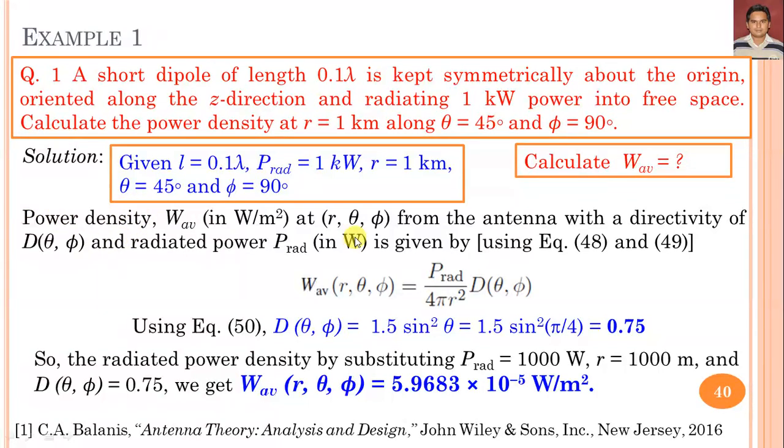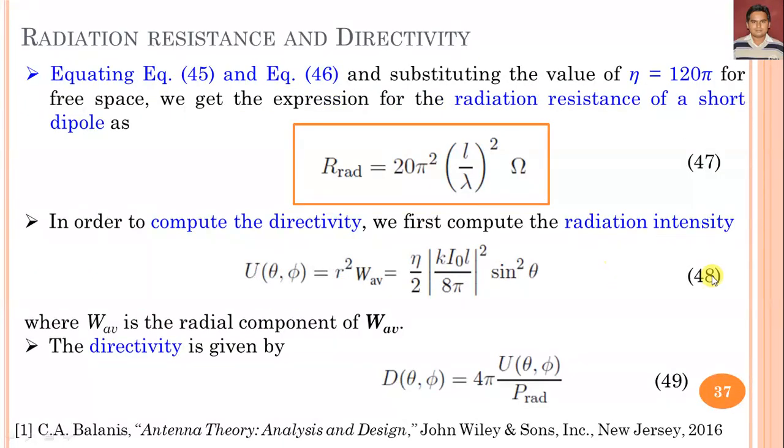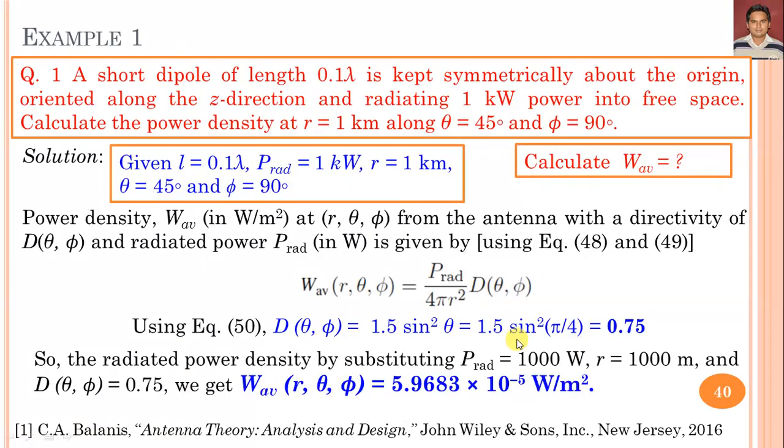So power density can be easily calculated. W average (r, theta, phi) is equal to P radiated over 4 pi r square D. This is the generalized expression. We can calculate W average (r, theta, phi) by using equations 48 and 49. So we consider U(theta, phi) equal to r square W average, and in 49, D(theta, phi) equal to 4 pi U(theta, phi) over P radiated. By putting the value of U, r square W average, in this equation, we can find W average, which is equal to this expression.